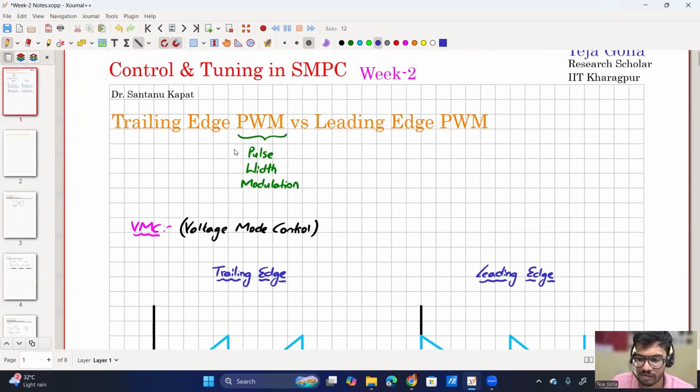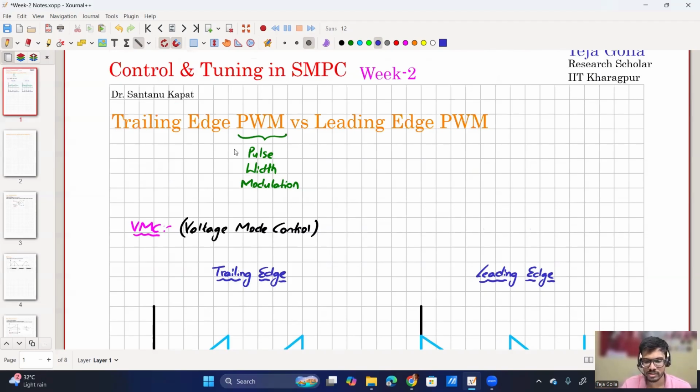Since two of the students have come a little bit late, I'll just quickly summarize what I have discussed. This week is about modulation techniques. I was planning to summarize the fixed frequency as well as the variable frequency modulation techniques, mainly the nomenclature and how they are different from each other.